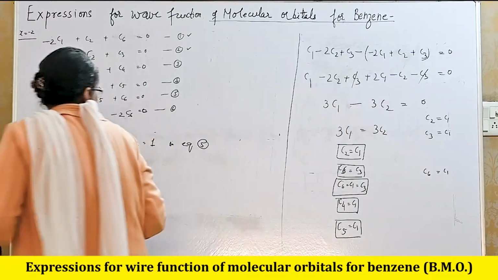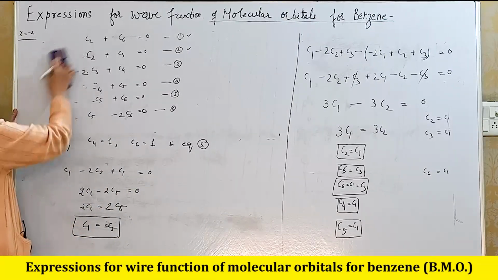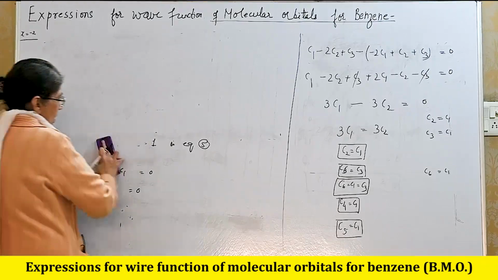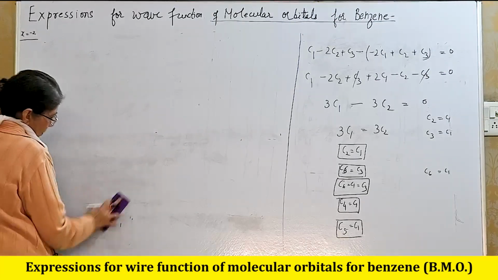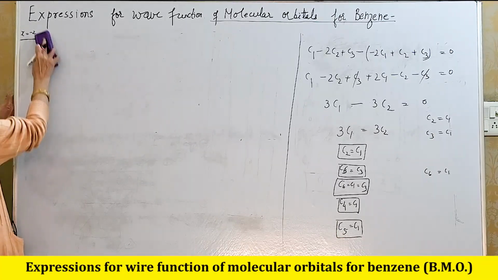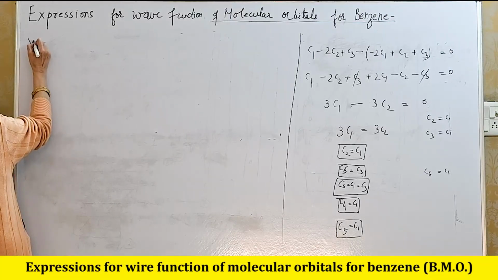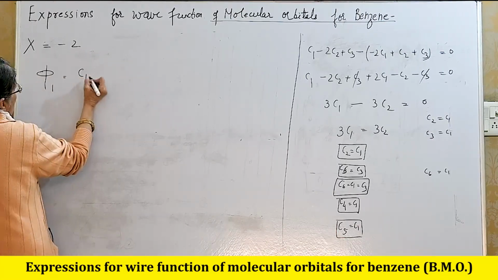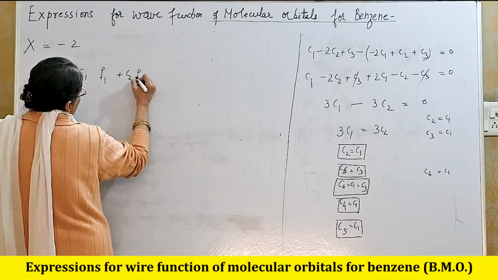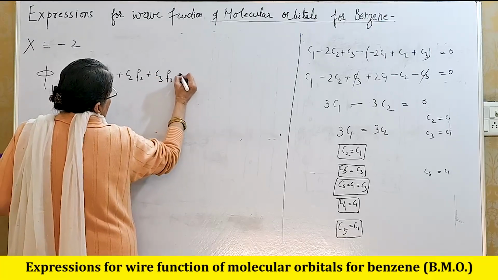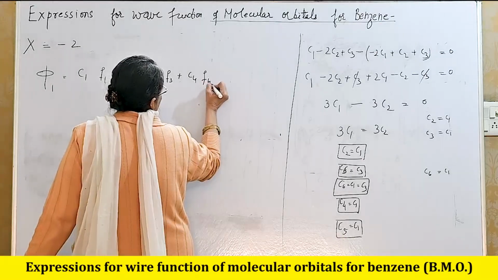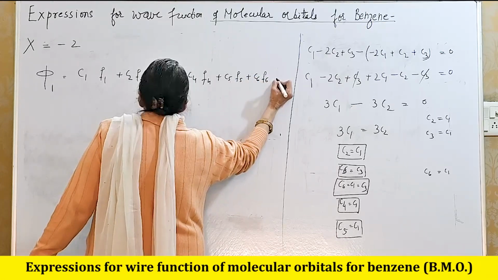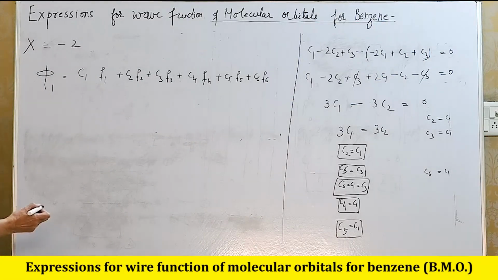Now we have calculated all the coefficients for molecular orbital phi 1. This phi 1 is a linear combination of 6 pi atomic orbitals. So we can write down for x equal to minus 2, we get phi 1 is equal to C1 F1 plus C2 F2 plus C3 F3 plus C4 F4 plus C5 F5 and plus C6 F6. This is the linear combination of atomic orbitals.